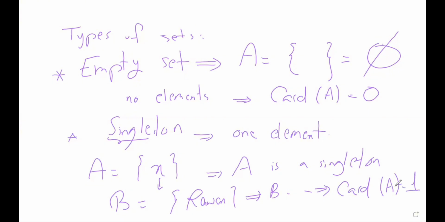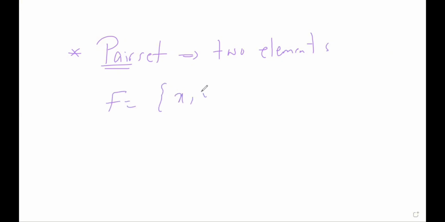Let's move to the last one, which is the pair set. From its name, pair, by pair we mean it has 2 elements. For example, if we have the set F, it contains the letters X and Y. So here it contains 2 elements, so the cardinality of F is equal to 2. Each set that has a cardinality equal to 2 is called a pair set. So we can say that F is a pair set.